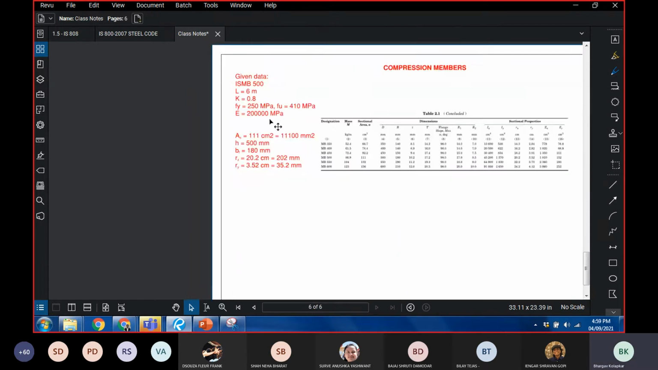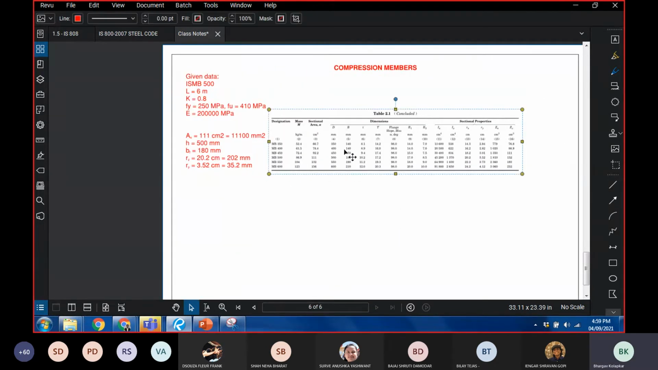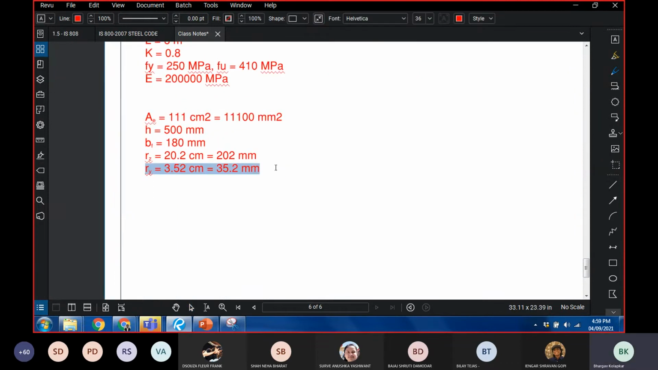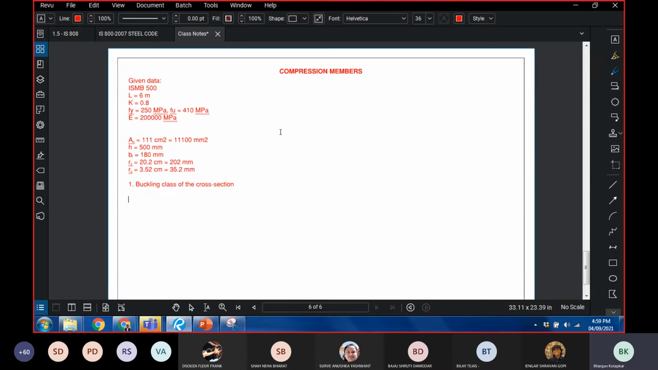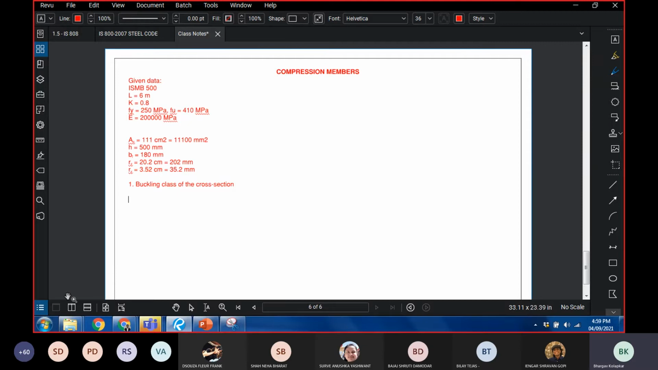Okay, so this is the data that we are going to require from the steel table. Now let us get to the actual design. The first step is determining the buckling class of the cross section. To do so, we need the help of our code.